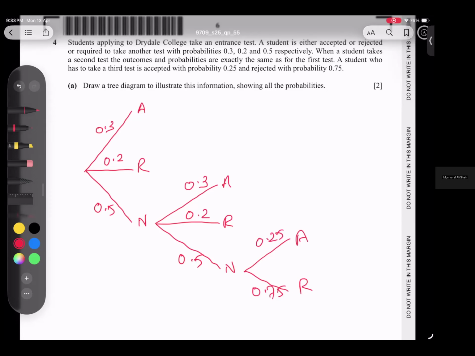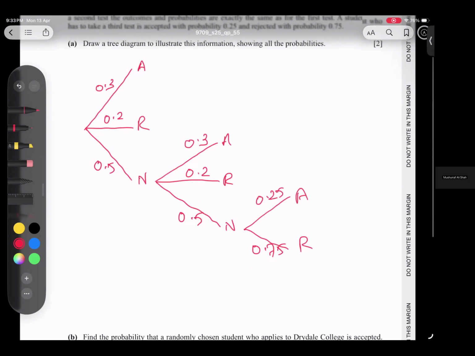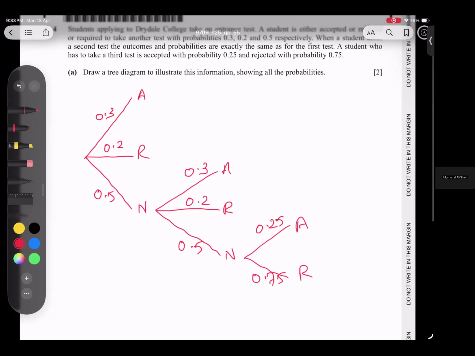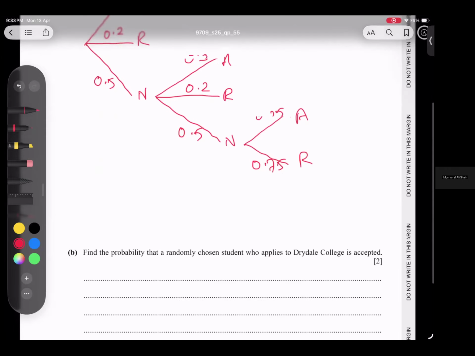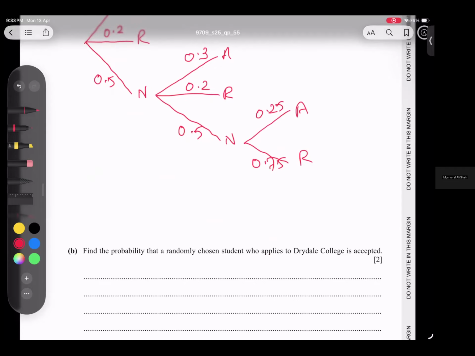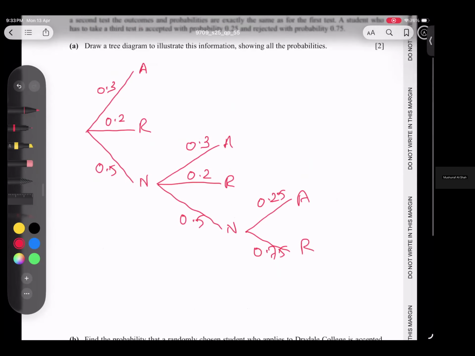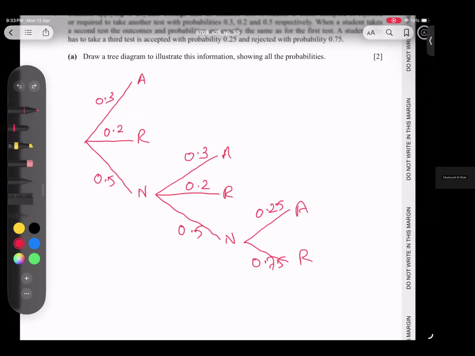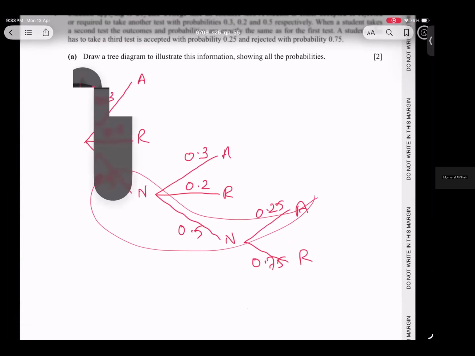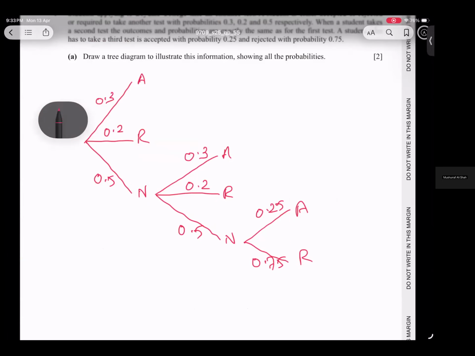Okay, clear. So now, as I said, we have made the tree diagram. Find the probability that a student chosen at random who applies to the college is accepted. I think that's a piece of cake for us. Accepted means the top branch plus this branch plus this branch. So we have 3 branches to find the answer.